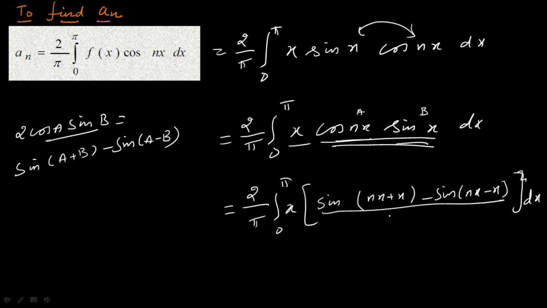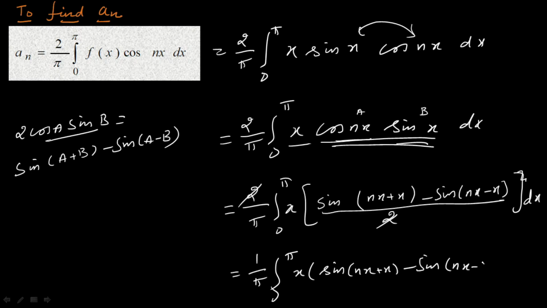Whole divided by 2. You have to take this 2 to the denominator, because here we have only cos A sin B, and we have the formula for 2 cos A sin B. So you have to take this 2 to the other side. What happens? This 2 and 2 cancel, so you have only 1 by pi integral 0 to pi x [sin of (nx plus x) minus sin of (nx minus x)] dx.